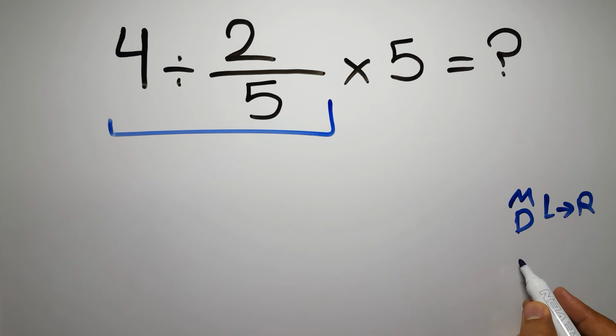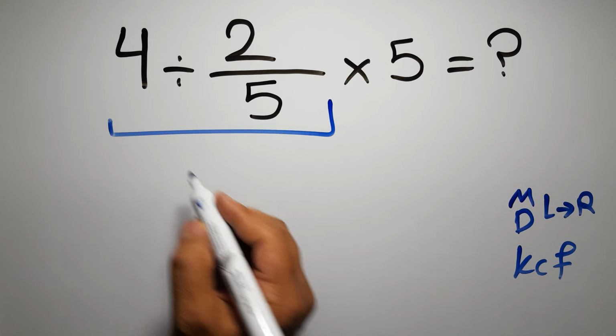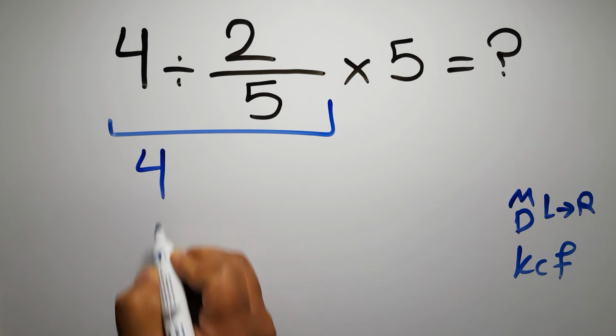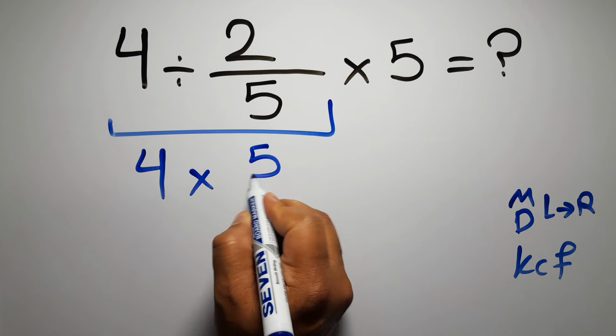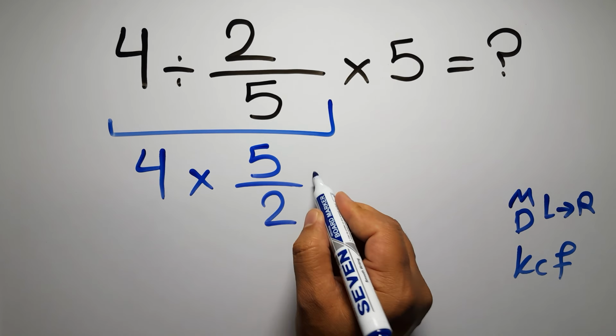According to the KCF rule, K stands for keep, C stands for change, and F stands for flip. We can write keep the first fraction, change division to multiplication, and flip the second fraction. Then times 5.